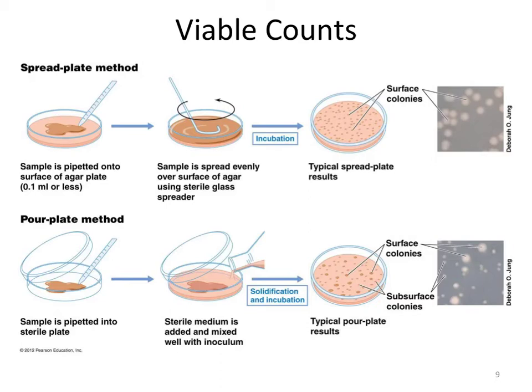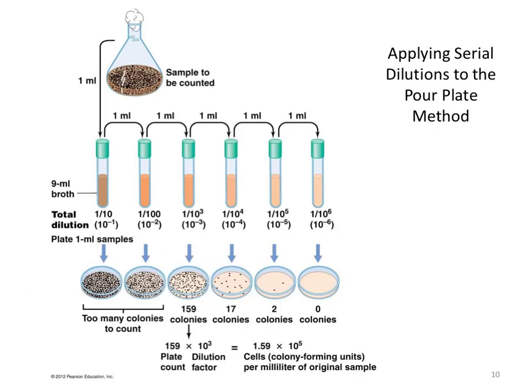To make this method quantitative, you have to be able to actually count all the colonies on the plate and then relate the colony count back to the original sample. Let's consider how this is done. So here we have a sample of something where one wants to know how many target microbes are within the sample. So you've got something and you want to count the microbes in it.